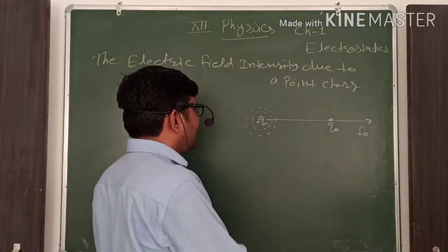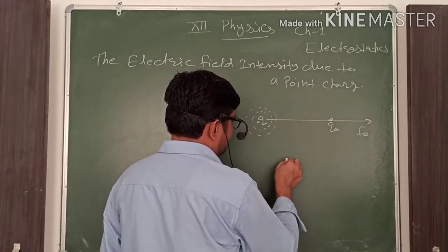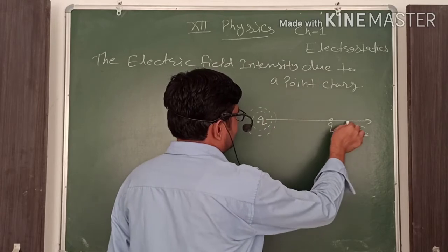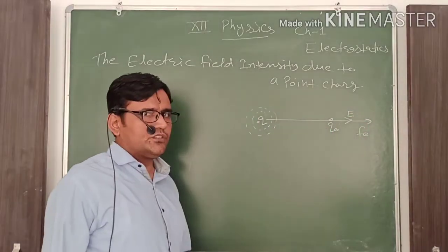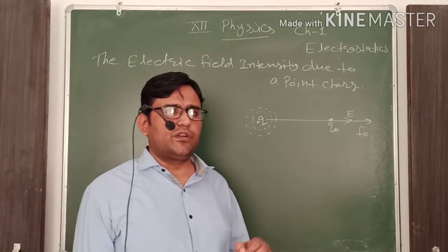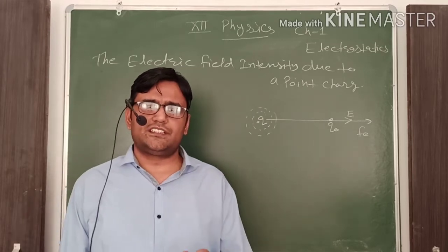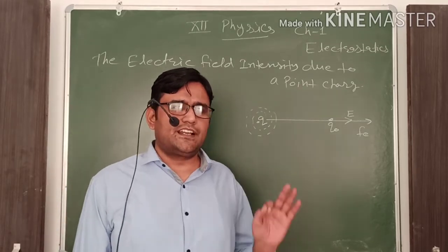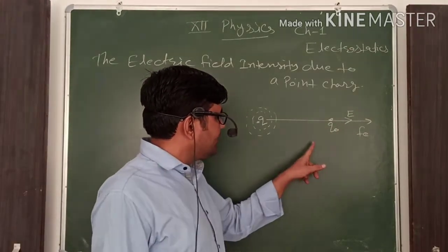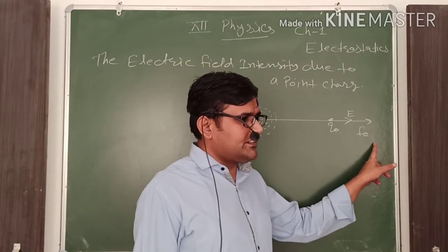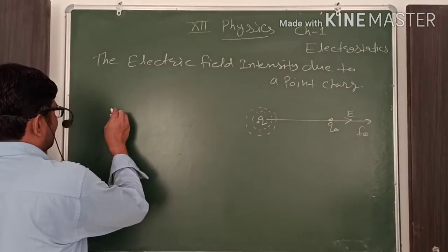Now the direction of the electric field: due to the positive charge, the direction of the electric field is also outward. Due to a positive charge, it is outward. Due to a negative charge, it is inward. Here we are considering the source charge as positive. That's why the electric field direction is outward. And due to the repulsion force, the force direction is also outward. Clear? Now we are applying the formulations.